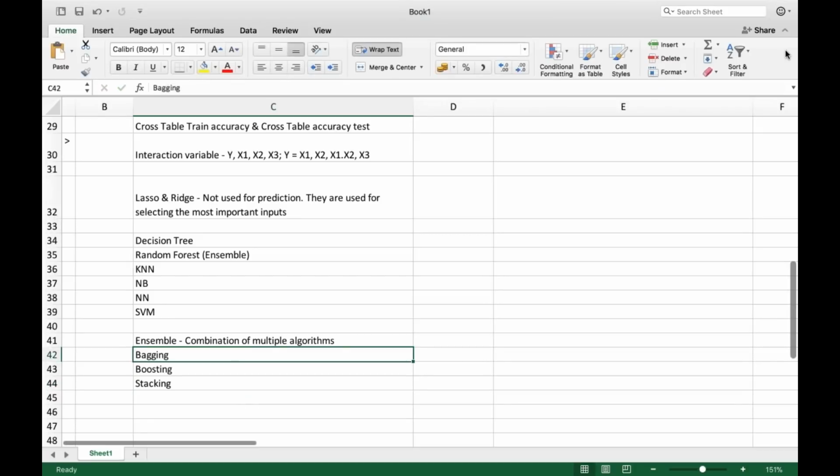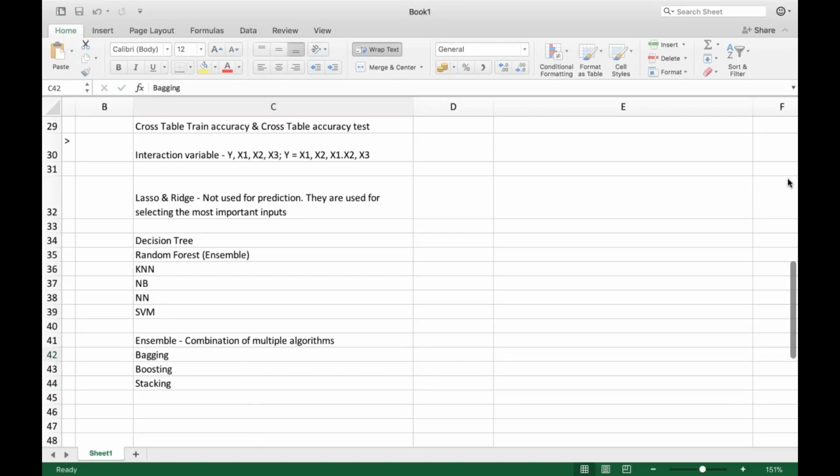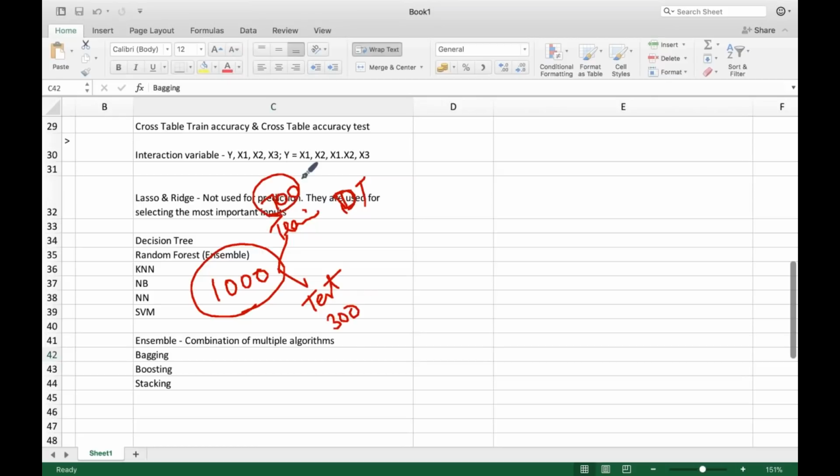What do you mean by bagging? Bagging is, simply put, say you have 1,000 data points and you want to run a decision tree model. Either you take all the 1,000 data points, or of course you split it into training and test data. Say you have 700 data points in training, 300 in test. You take these 700 and build a decision tree.